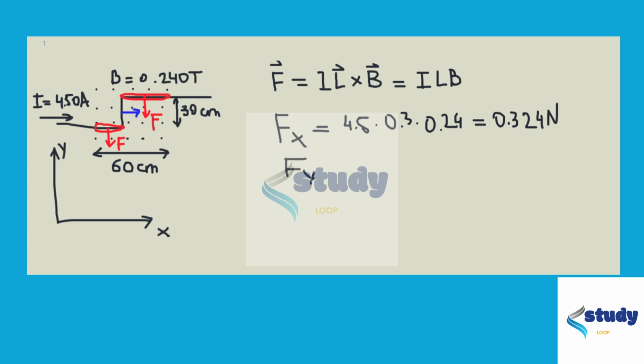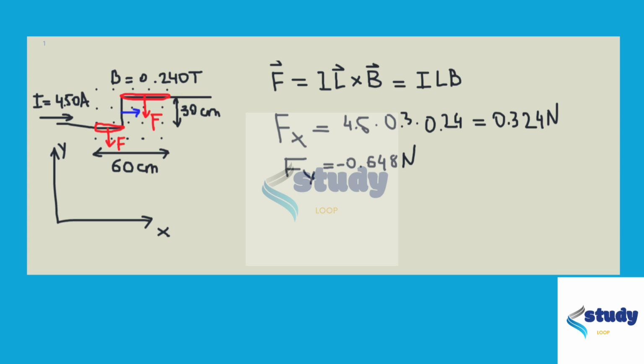Now the forces depicted by the red arrows here acting on these parts of the wire can be thought of as the force acting on the whole wire of the length of 60 centimeters. Therefore, it's simply Fx times 2, right? So it equals 0.648 newtons, and it is negative because it's pointing downward, opposite the y-axis.